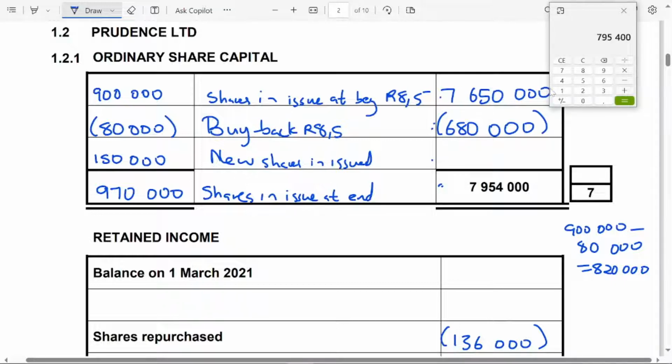7,954,000 plus 680,000 minus 7,650,000. That is going to be 984,000. So now we have found the value of these shares. If we want to find their issue price, we take this one and divide it by the 150. Same thing with the one at the end: we take this one and divide by the 970, and we're going to find the issue price.